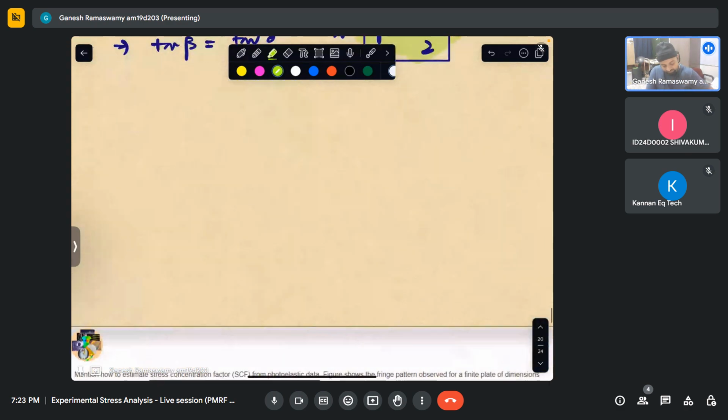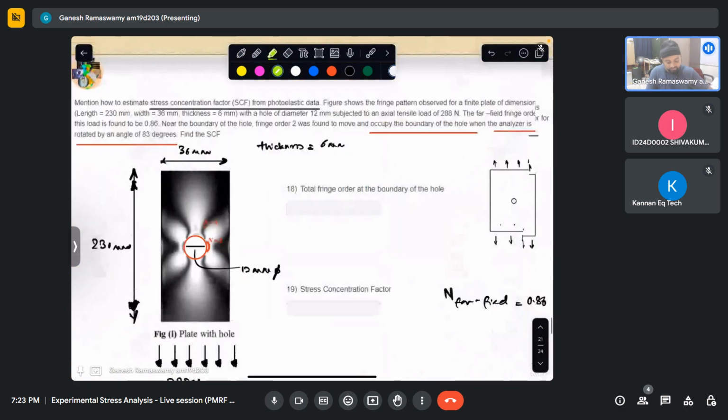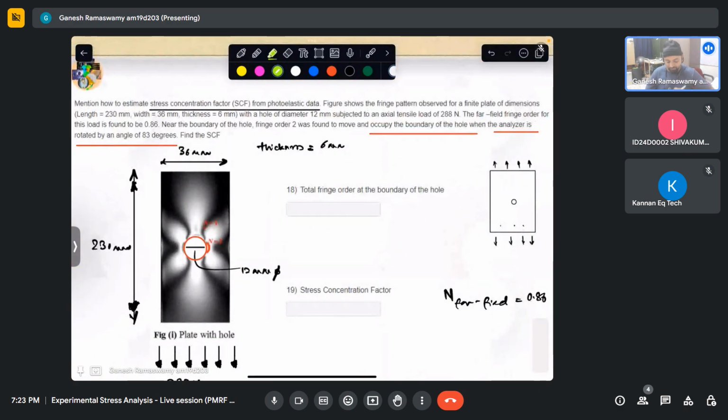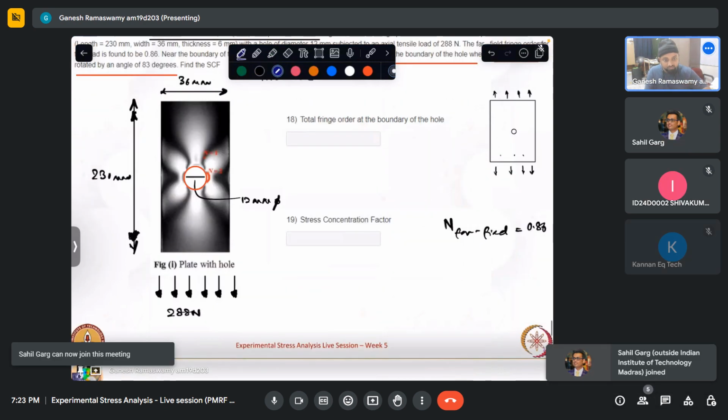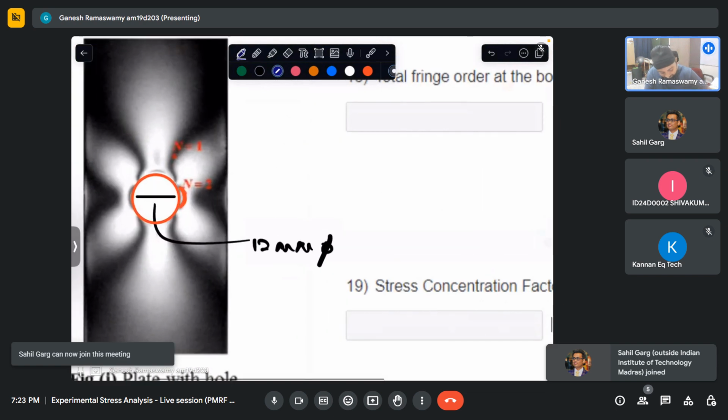So I hope this is clear. This is the background behind Tardy's method of compensation. Now with this, if we try to revisit our problem, what did the problem say? It said that near the boundary of the hole, the fringe order 2 was found to move and occupy the boundary when the analyzer was rotated by 83 degrees. I rotated the analyzer by 83. Instead of the fringe point being here, it moved to this point.